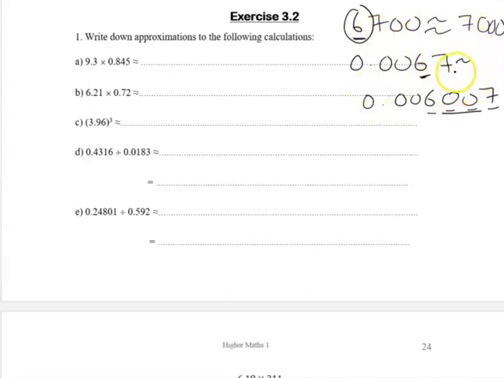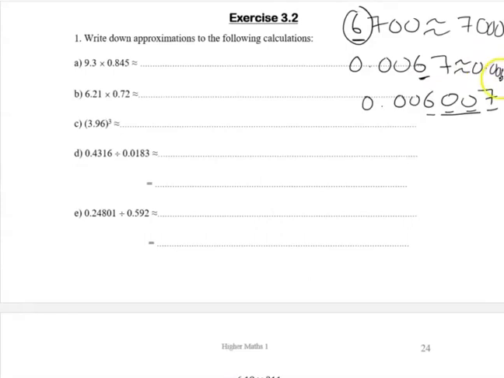Now here, the 6 is going to get rounded up, and you're going to get 0.006. Now the reason why you don't write the 7 is because this 7 has no value. So when you're looking at decimal numbers, any number that is rounded is kept the same. The number after it, any extra zeros you won't write.